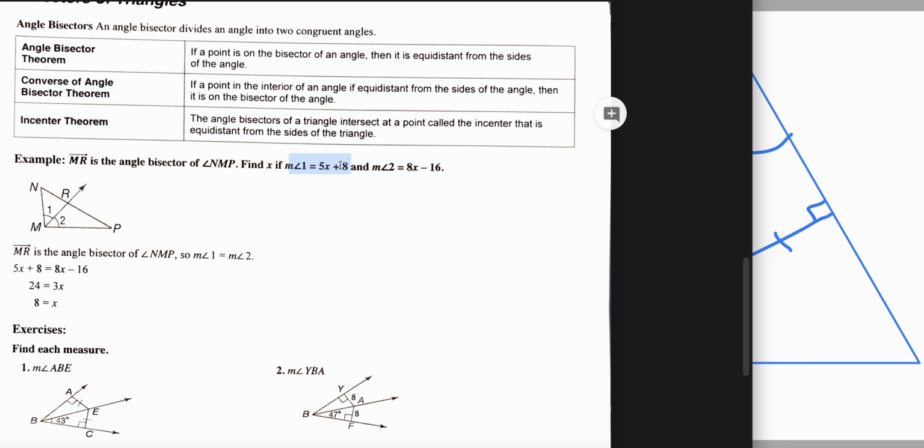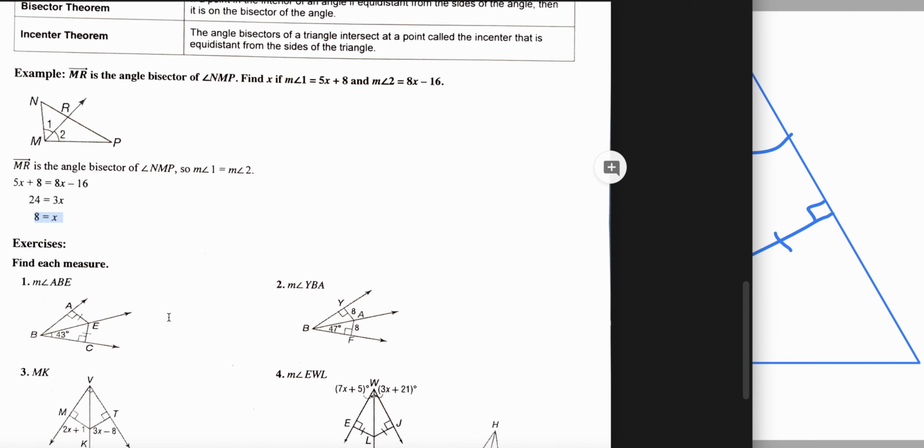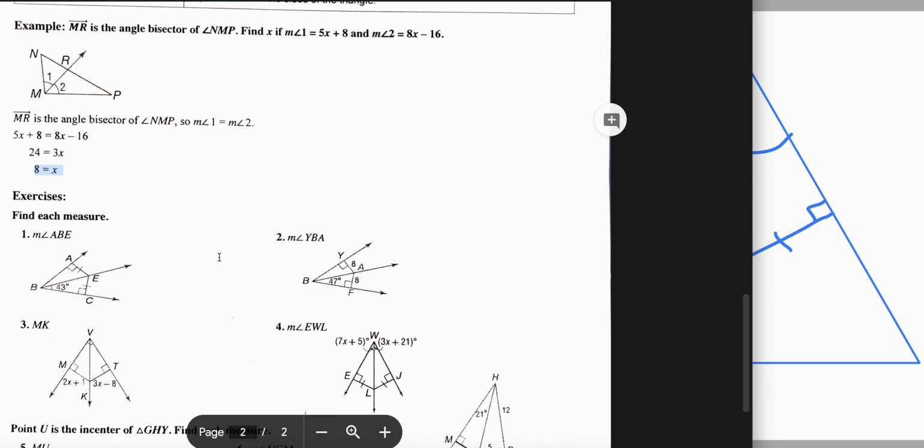If angle 1 is this expression and angle 2 is this expression, we simply need to say measure of angle 1 equals measure of angle 2. Or 5x plus 8 is equal to 8x minus 6. And we solve for x. We get x is equal to 8. Okay, so that's going to help you with these problems right over here.